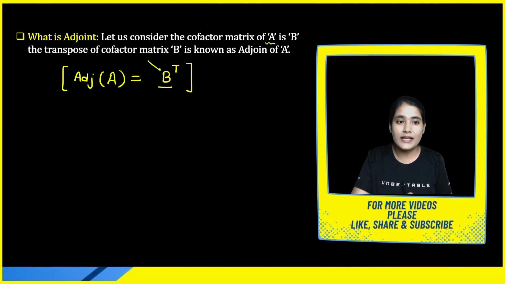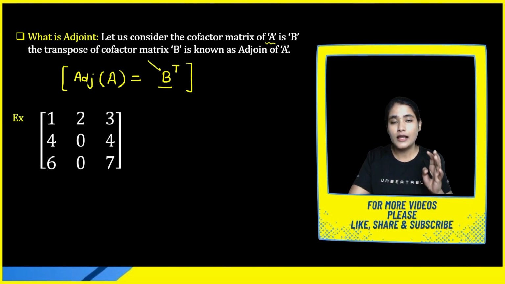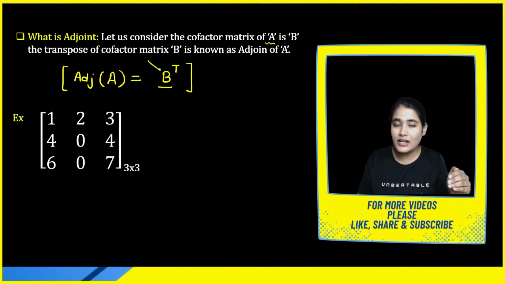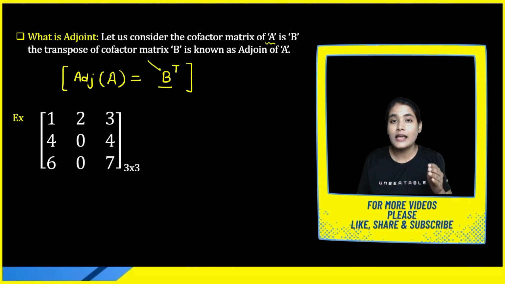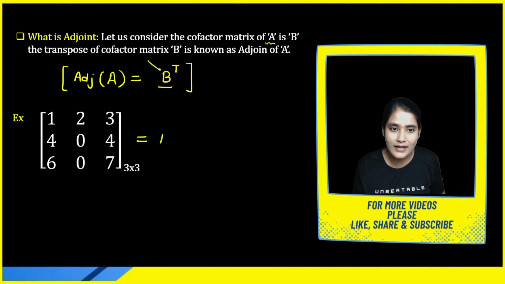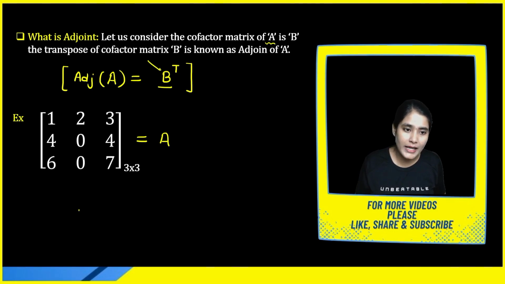So let's discuss one example. First, I will show you the solution via the conventional method. Then you are going to observe how much time we invest. Then immediately I will give you the 10-second short trick. So this is my 3 cross 3 matrix. Let us consider this is my matrix A. What we have to do? First we have to create the cofactor matrix, then after that we will take the transpose.